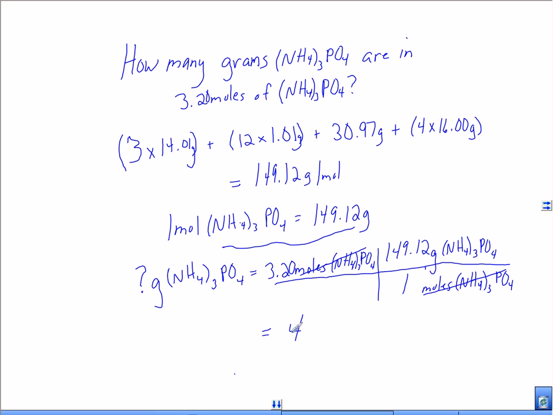And my answer ends up being 477 grams of (NH4)3PO4. And there's my answer. Now, does the answer make sense? I'll always ask you to ask yourself this when you're doing the problem. To have 1 mole, I need 149 grams. But I have 3.2 moles. So that means I should have an answer more than 149. And so I look at my answer, it's definitely more than 149, so the answer looks like it makes sense. And there we go.